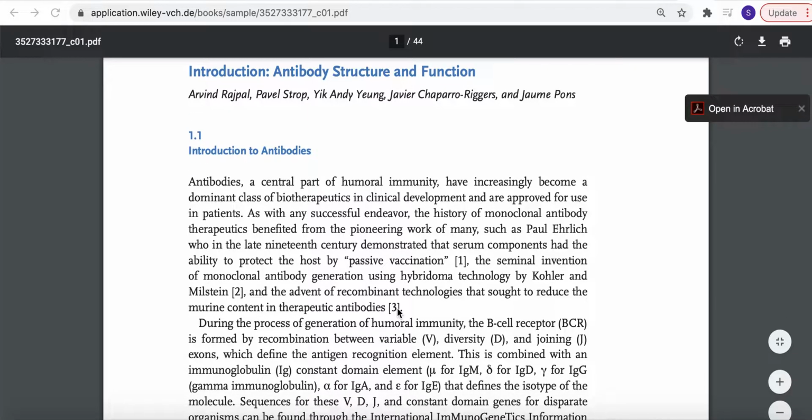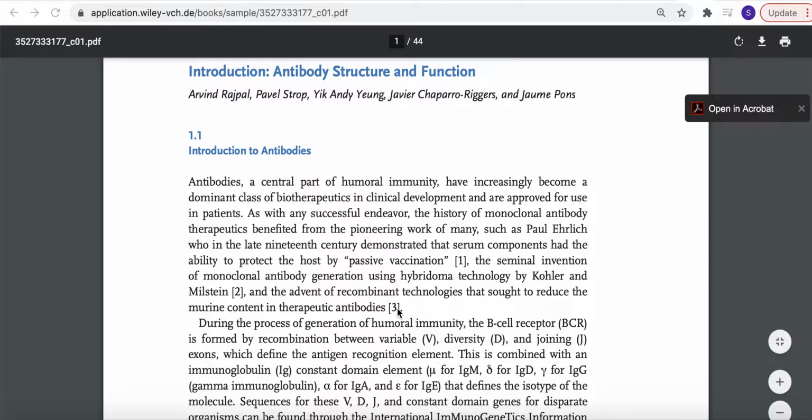Antibodies, a central part of humoral immunity, have increasingly become a dominant class of biotherapeutics in clinical development and are approved for use in patients.